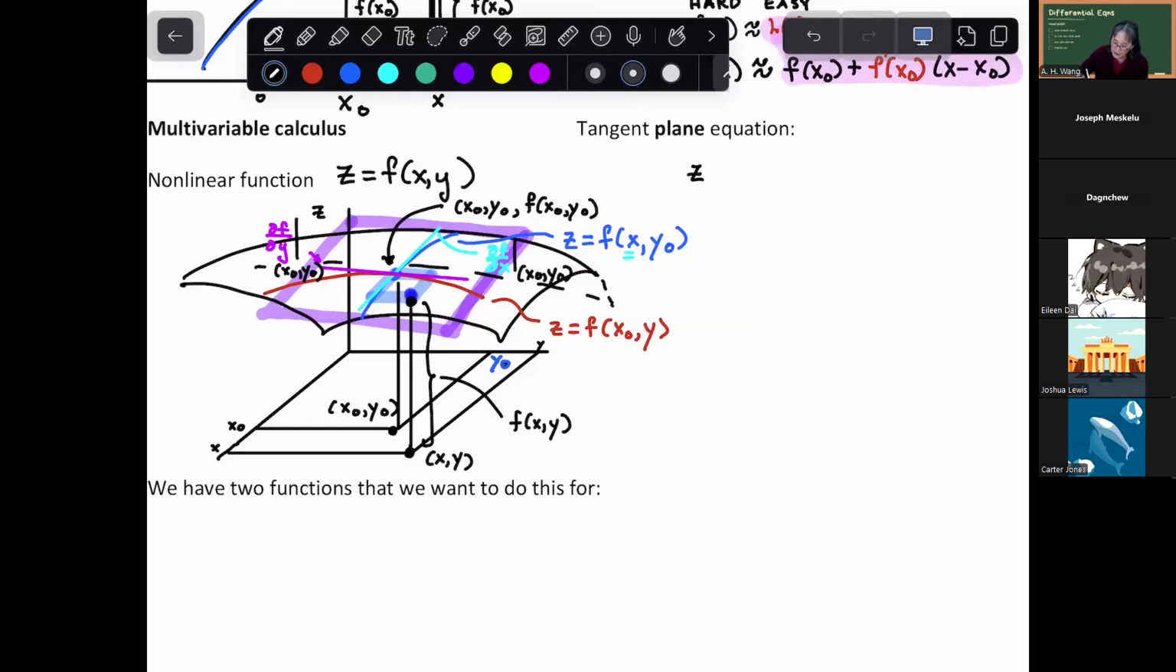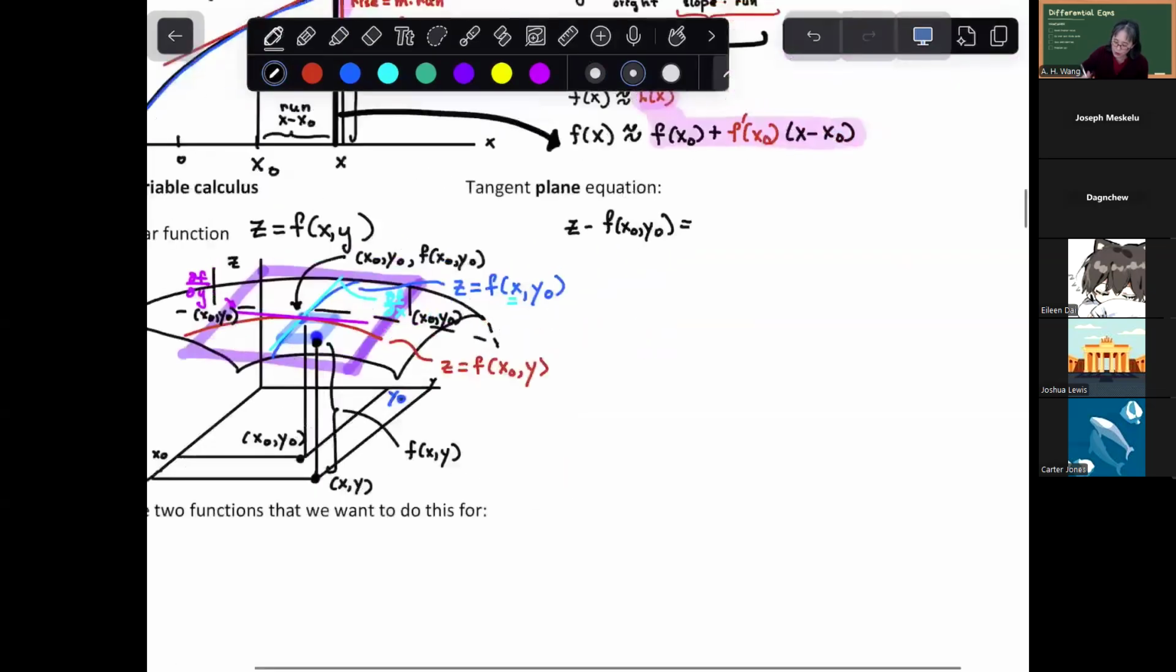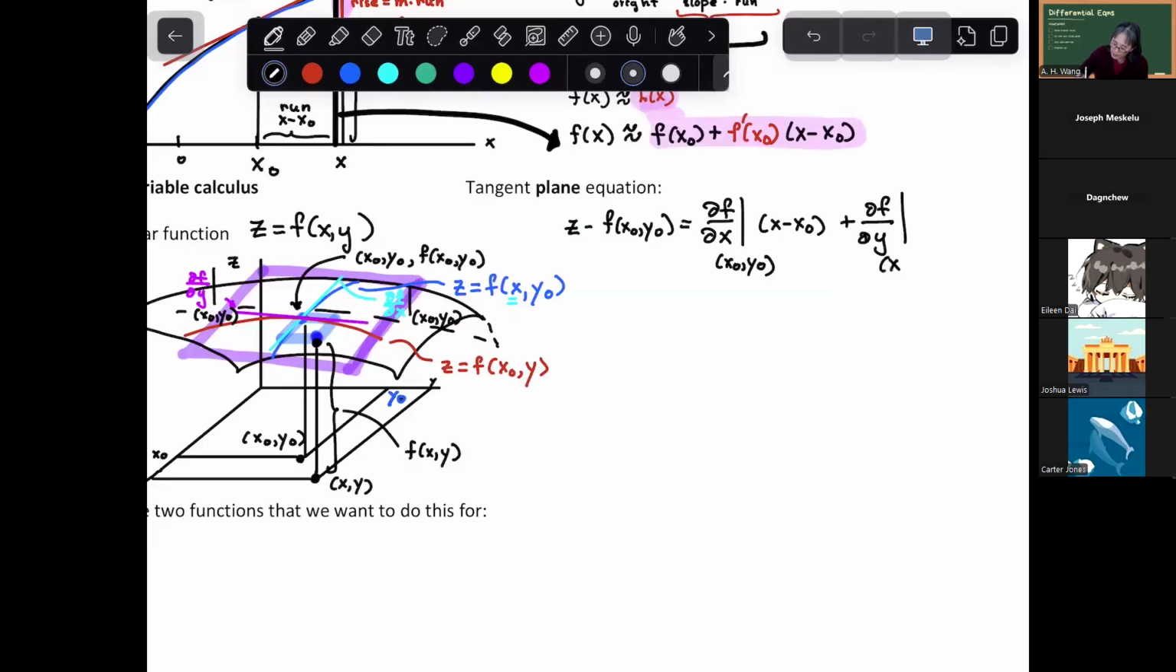So it's actually z minus f of x naught, y naught. And it's going to be equal to the derivative with respect to x, evaluated at x naught, y naught, times x minus x naught, plus the derivative with respect to y, evaluated at x naught, y naught, times y minus y naught. So let me write that again. I'm going to move this over. So this is what this is. So you can see it's very, very similar to what we had before, okay?